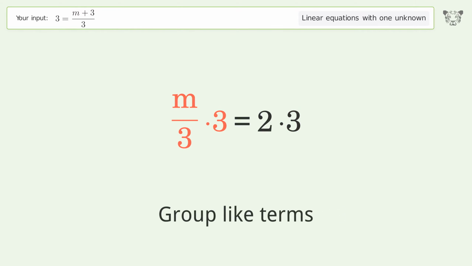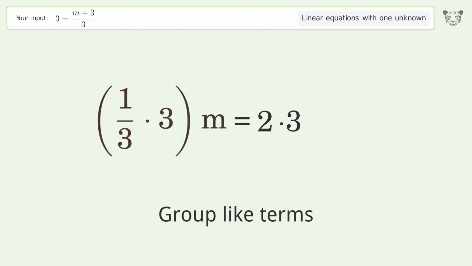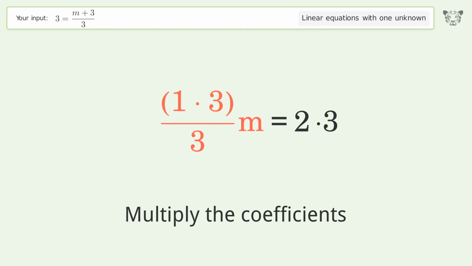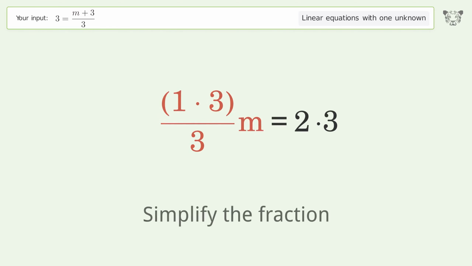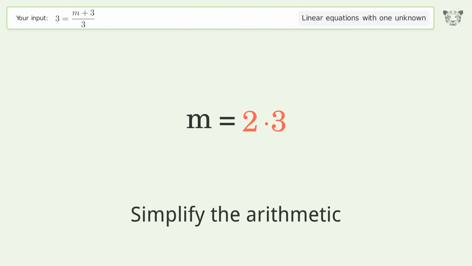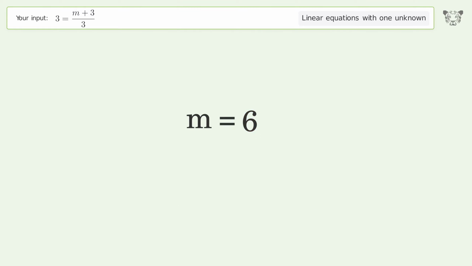Group like terms. Multiply the coefficients. Simplify the fraction. Simplify the arithmetic. And so the final result is m equals 6.